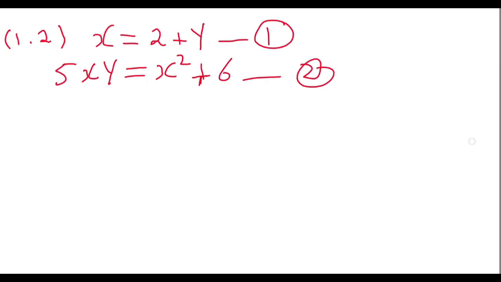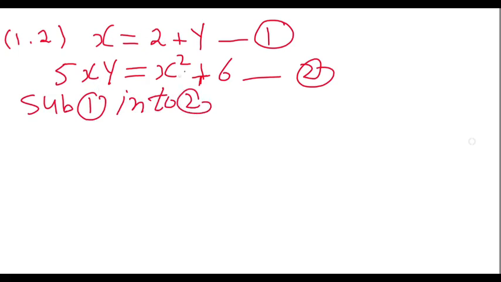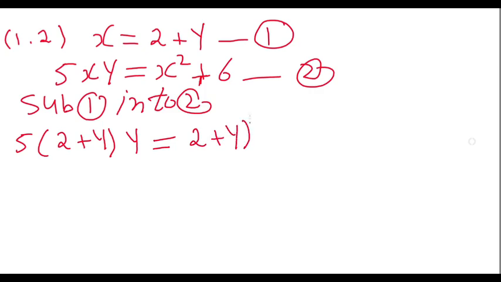solve simultaneously. So first, x is already isolated, so substitute 1 into 2. In place of x, I'm going to write 2 + y. So 5(2 + y) multiply y is equal to (2 + y)² + 6. Now multiply 5y by 2 becomes 10y, plus 5y multiplied by y becomes 5y².